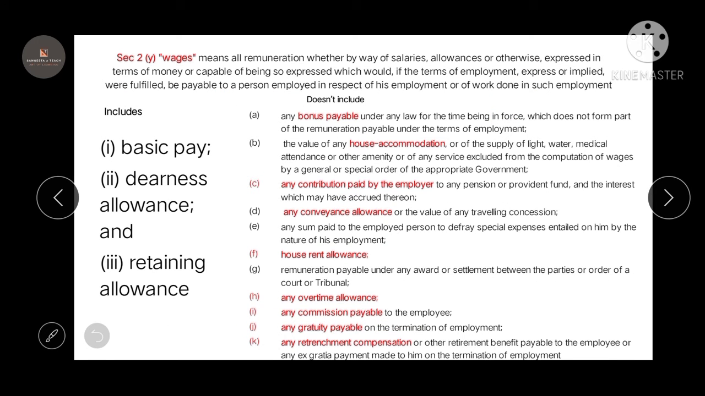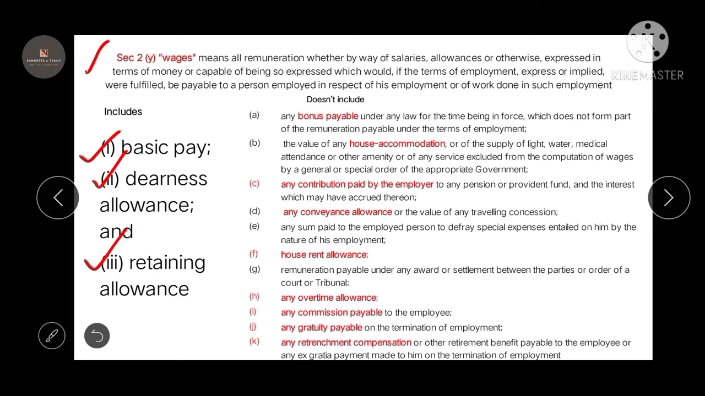The next important definition is section 2 of Y. Section 2 of Y talks about wages. What is wage, what is included in wage, and what is not included in wage is given in this particular slide. It is very important that you know what is included in wage. The basic wage, the dearness allowance, and the retaining allowance are included in wage. Other than that, whatever comes is not included in wage.